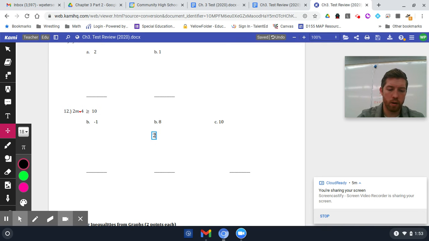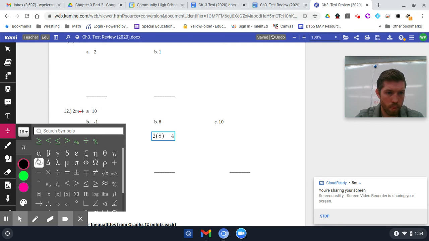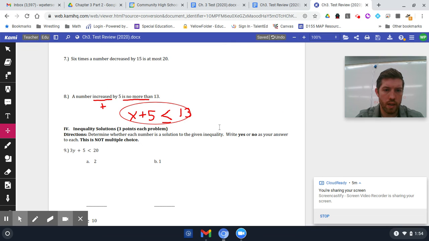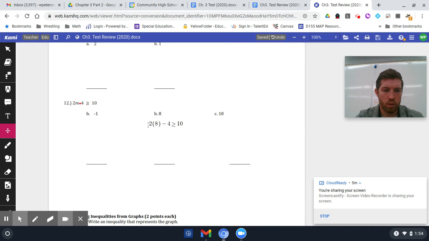So we won't want the m. I'm going to put the 8 in instead. 8 times 2 minus 4, and that is greater than or equal to 10. All right, so again, this is a substitution section. If you read the instructions, it wants a yes or no answer. So you want to write yes or no. All right, so is this greater than or equal to 10?